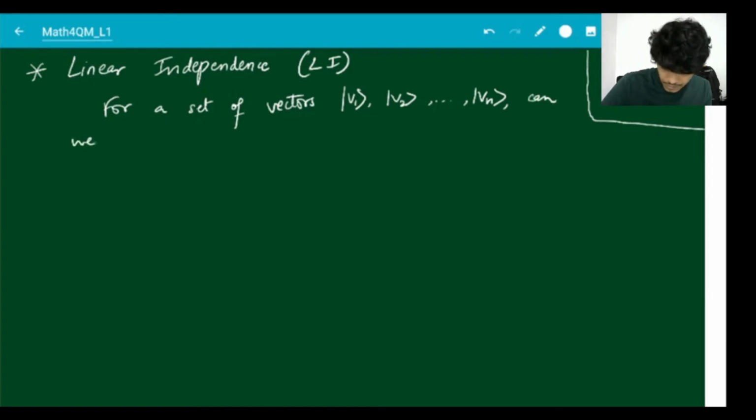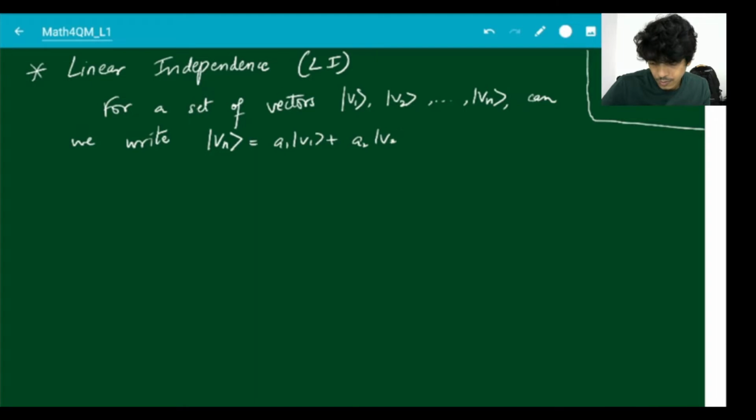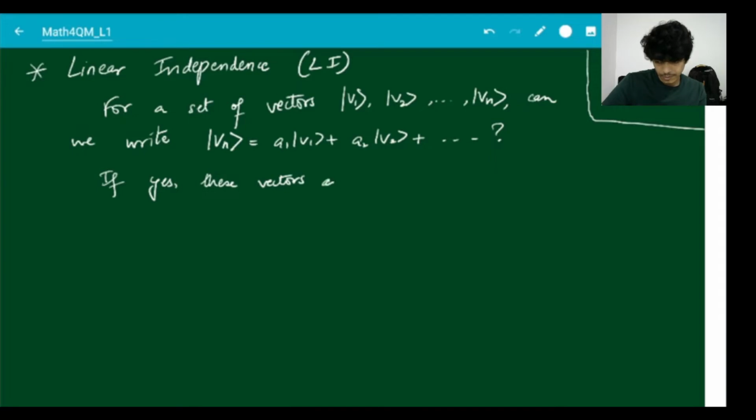Can we write, let's say, vn as some linear sum or linear combination of all of the other ones? So a1 times v1 plus a2 times v2 and so on. If I can write this, then we say that they are dependent on each other, or these vectors are not linearly independent.